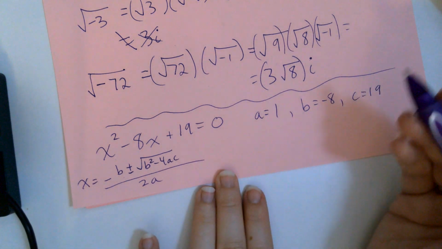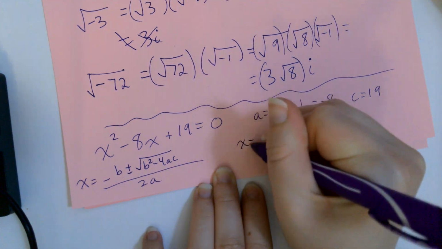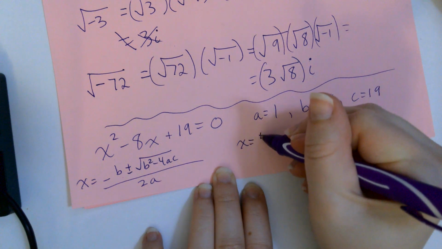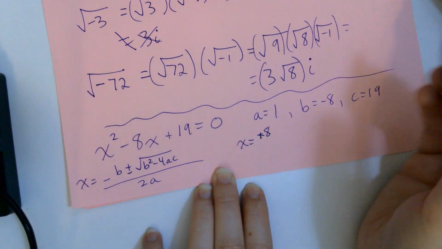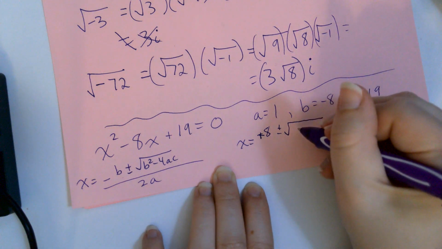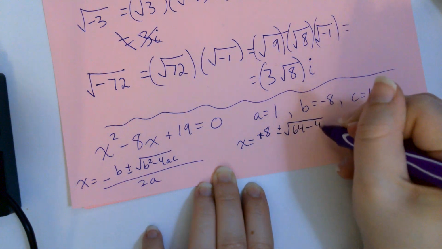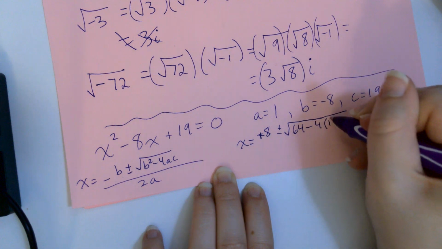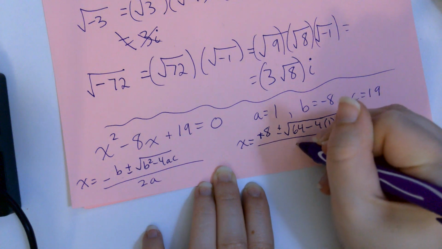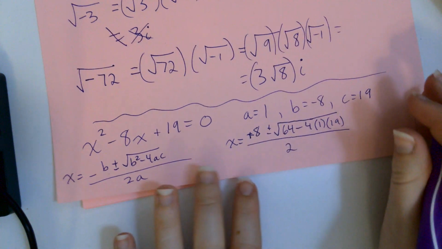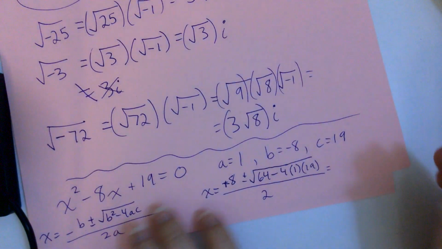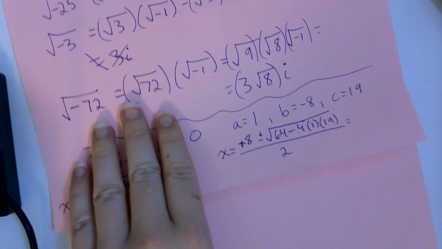So if we plug into the quadratic formula, we have x equals -(-8), which is actually +8, and then plus or minus the square root of b squared, so (-8) squared is 64, minus 4 times 1 times 19, all over 2 times 1, which is just 2. And then we can simplify that.